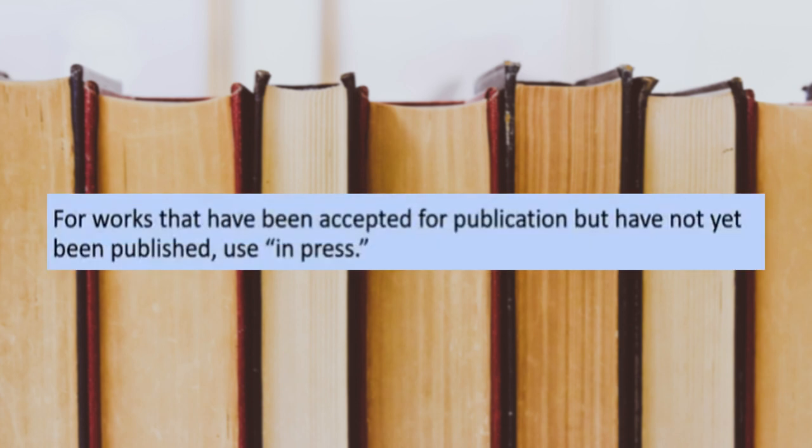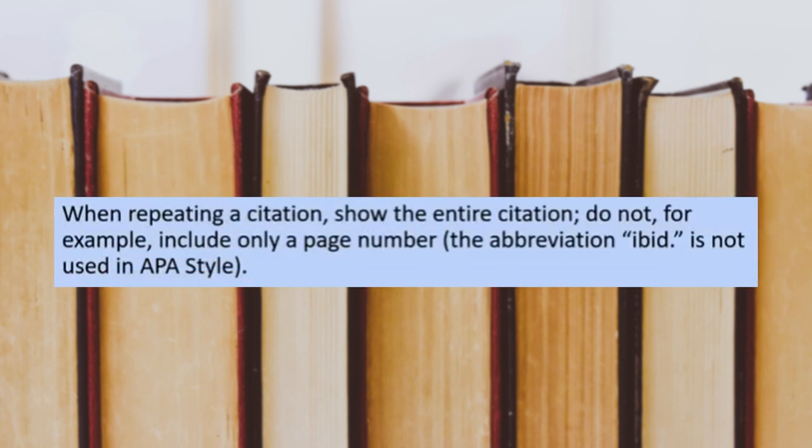If someone's work is accepted for publication but has not been published and only the first draft is out, and you are taking something from that, then you can use the words in press in place of the year. When you are repeating a citation, repeat the entire citation, and don't write ibid. as in APA style. Ibid. is not being used. Include the author's name and the year in every parenthetical in-text citation.